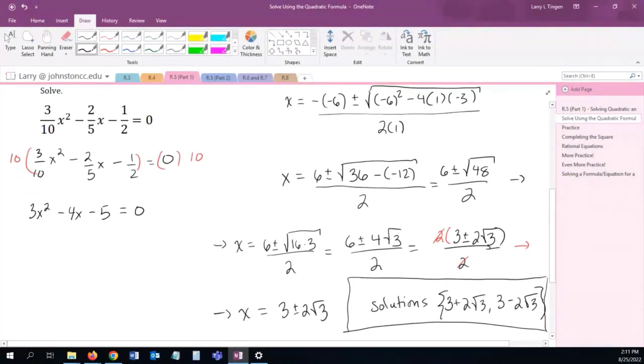Well, now that's much better, right? So I have 3x squared minus 4x minus 5 is equal to 0, and I'm going to use the quadratic formula.